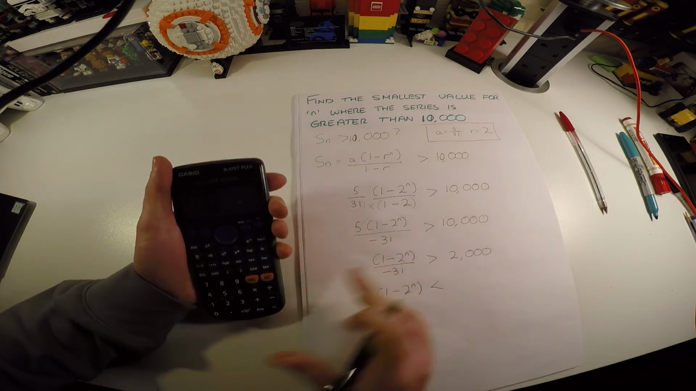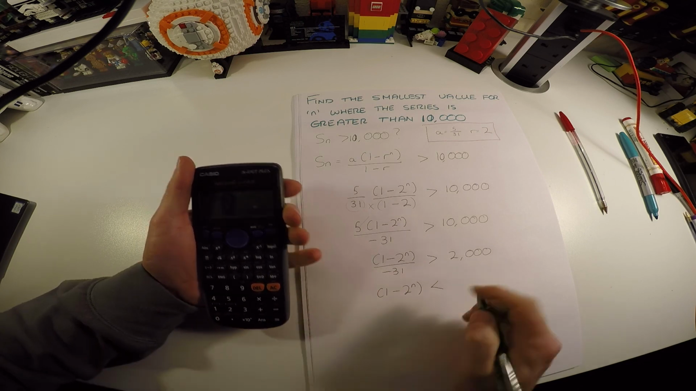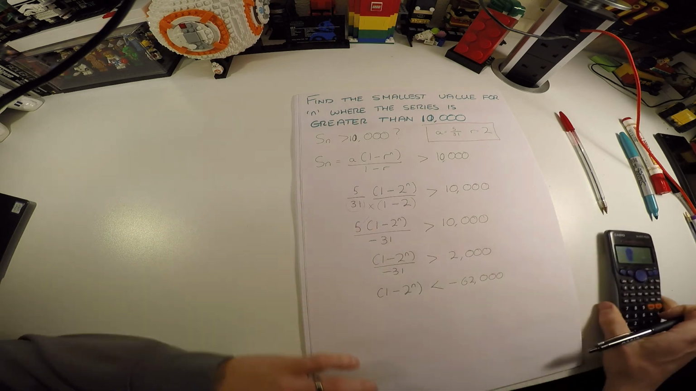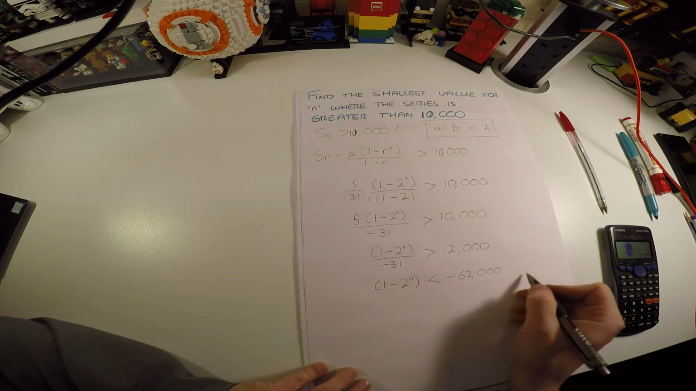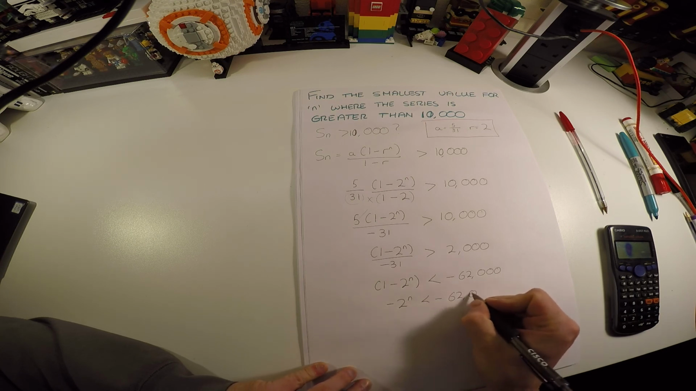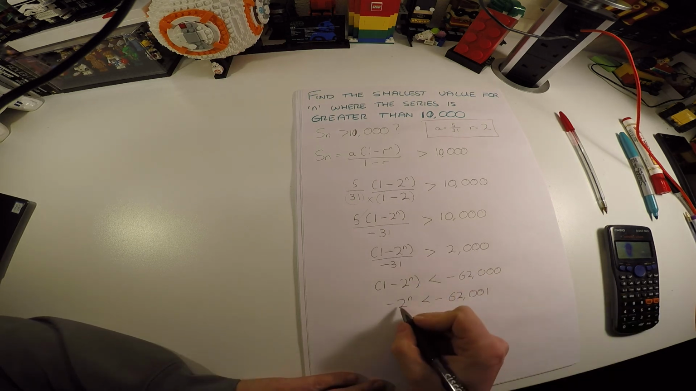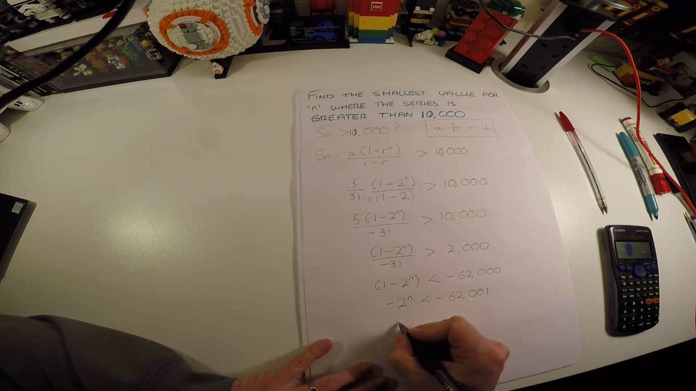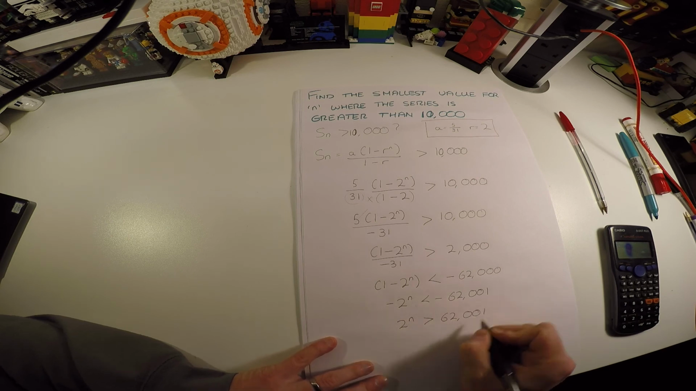So what do we have? 2,000 multiplied by minus 31 gives us minus 62,000. Now I'm getting close. I have just 1 minus 2 to the n, so I can bring over that 1, and it becomes minus 62,001. Because it's minus 1, it makes it a bit bigger. Now I can change the signs, but since I'm changing the signs, I also have to change the inequality. So now I have 2 to the n greater than 62,001.